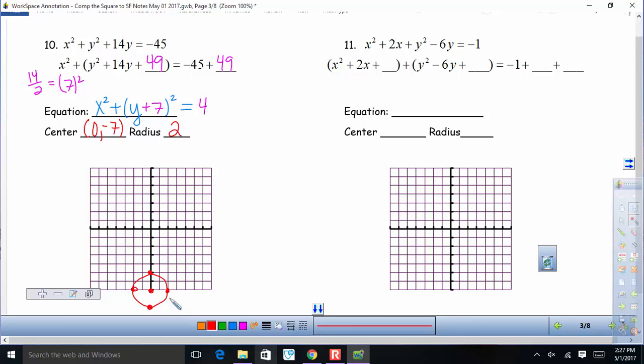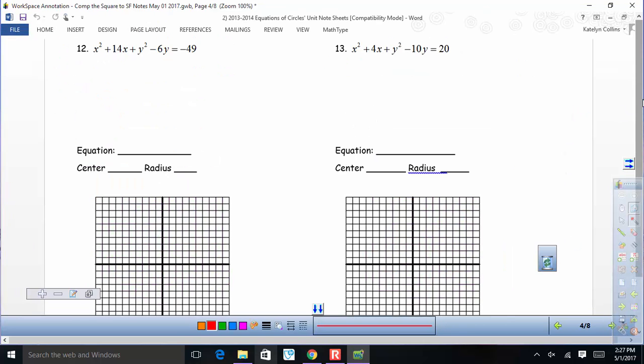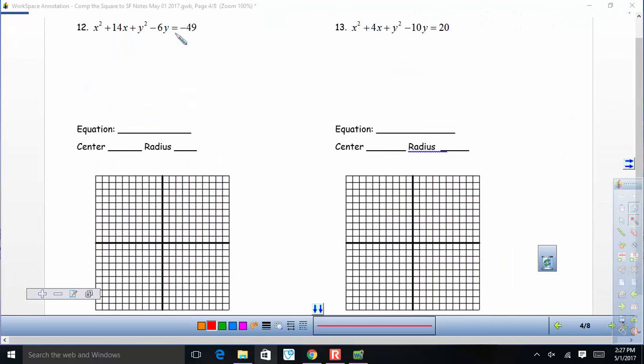Okay, now I want to show you what it's going to look like on your test, because this has it guided. Your steps are guided. If you will flip to the back and look at number 12, this is what it's going to look like on your test. So it doesn't have all the parentheses for you and it's not guided.